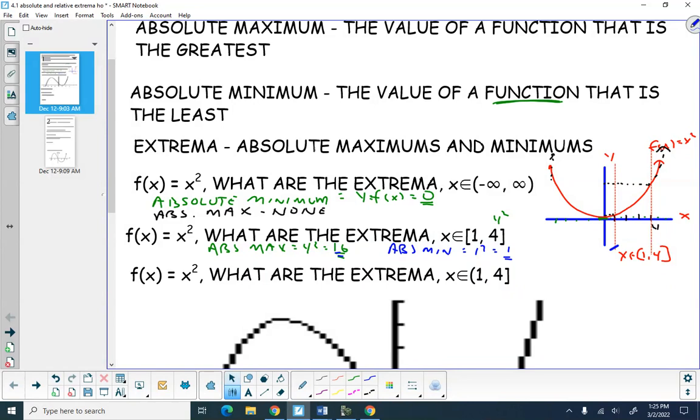Well, what would happen if I would open up, if I would open one up? Well, I would still have an absolute max at 16. But I would not have an absolute minimum, an exact value for my absolute minimum.